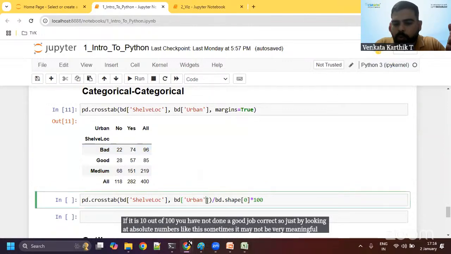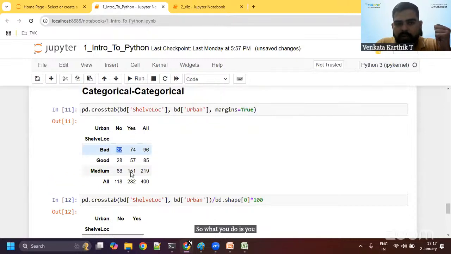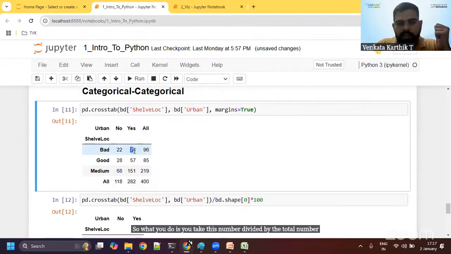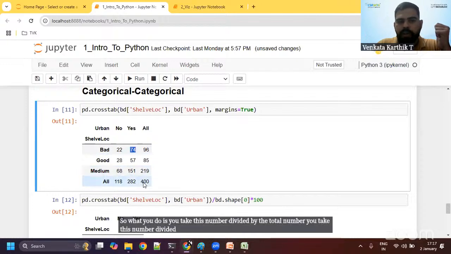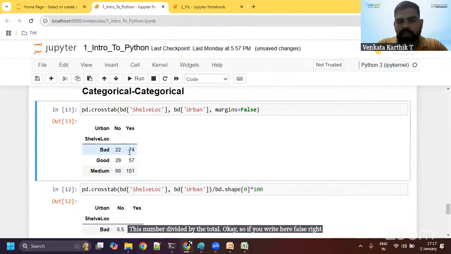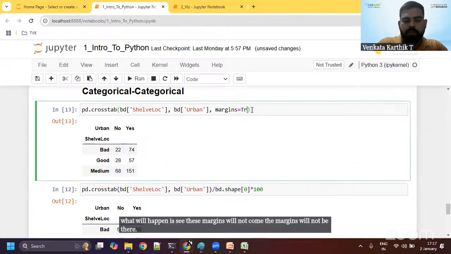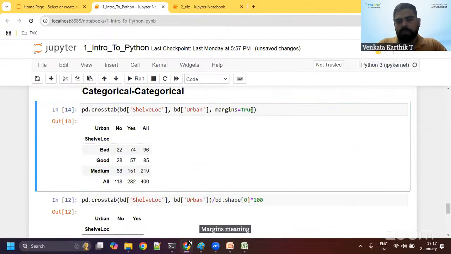So what people do is they look at percentages. You take this number divided by the total number, this number divided by the total number, this number divided by the total. If you write false here, see what will happen: these margins will not come. Margins meaning the totals will not appear. That's all.